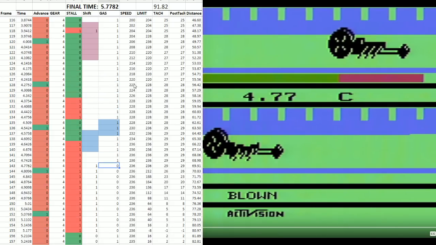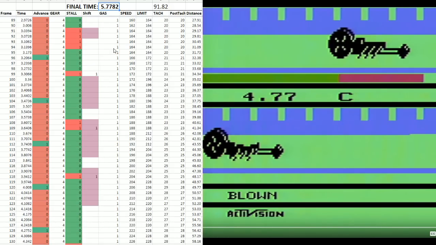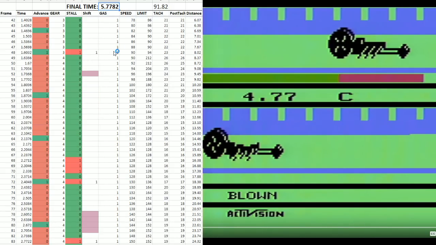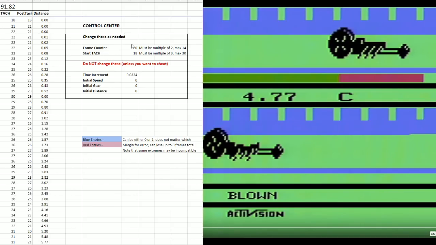We're not done yet though. You see at the top, time doesn't quite match up. So 577 is not 561 that we know that he ends up getting. So what's missing here? The thing that hasn't changed is this frame counter value. So this has to be a multiple of 2 up to 14. And we need to figure that out.